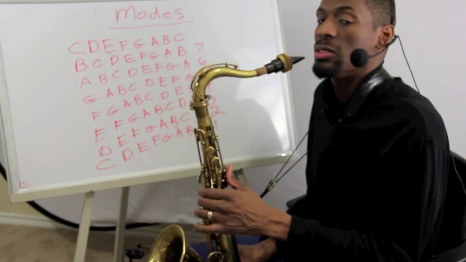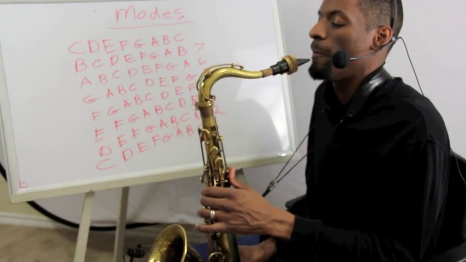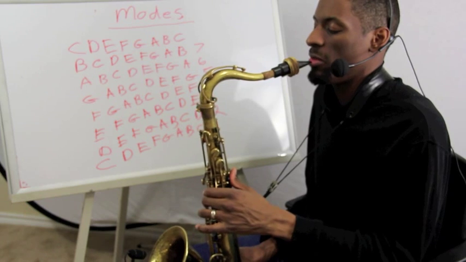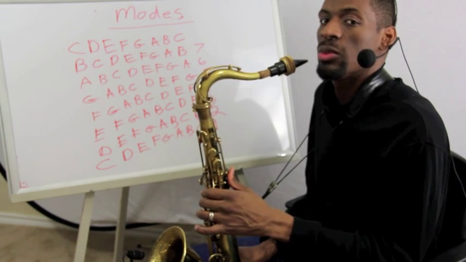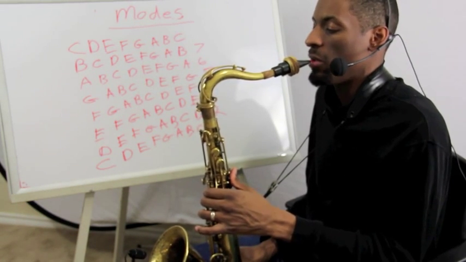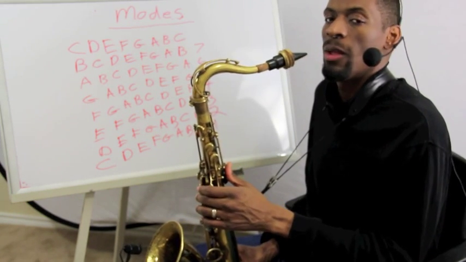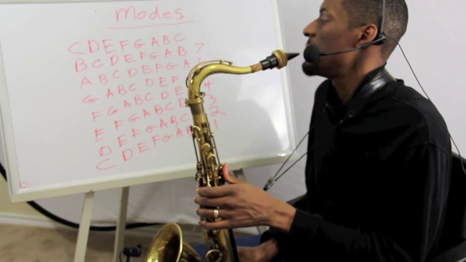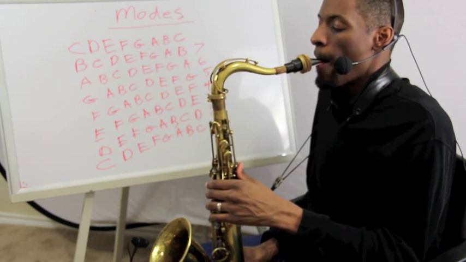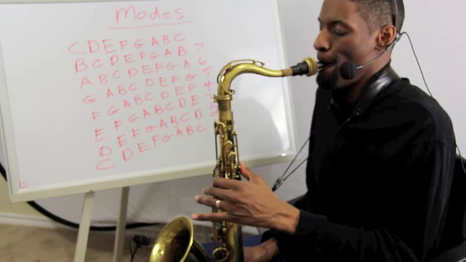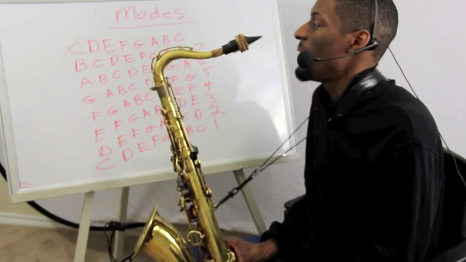Aeolian minor is the sixth, and it has the flat six in there. It's a minor scale. They call this one the natural minor scale too. Okay, and now the seventh one is the Locrian, which is the half diminished scale.